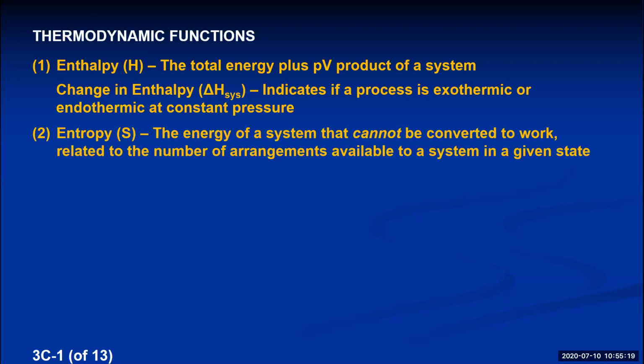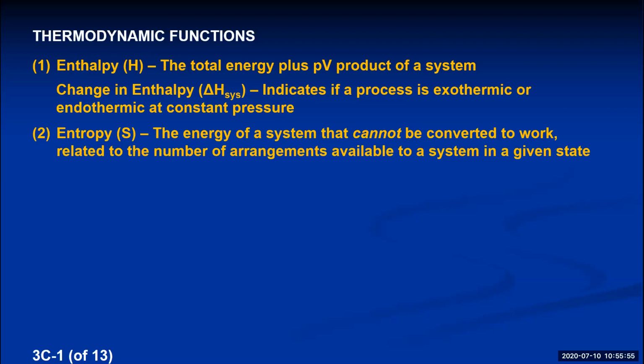A new function that we introduced this particular chapter is that of entropy, abbreviated by the letter S. It's the energy of a system, the internal energy a system possesses, that cannot be converted into work. And we've actually determined a way to come up with the entropy value for any particular chemical. This is a mathematical analysis of that. It's related to the number of arrangements available to that chemical or that system in a given state. And this is calculated using the Boltzmann equation that we had talked about earlier. So we can actually calculate the absolute entropy of a particular chemical.